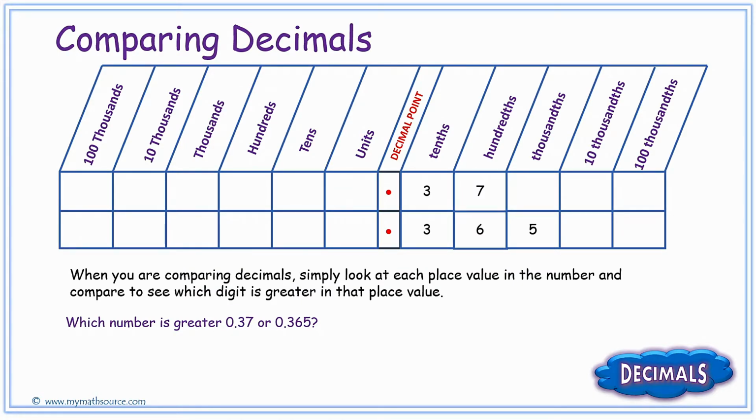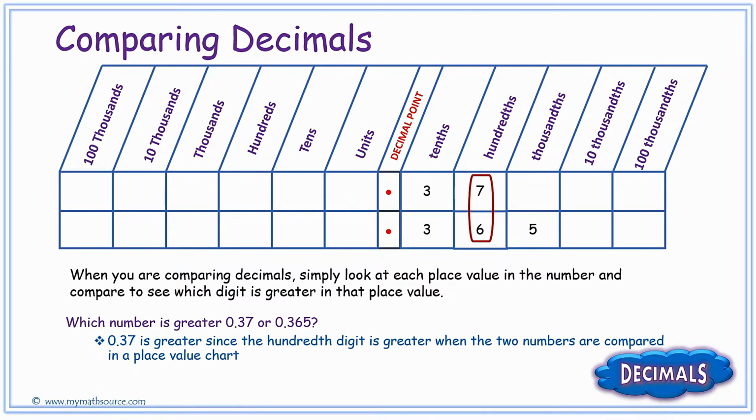If we start with the first digit, or the tenths place, we'll see that the 3's are the same, so then we need to move on to the next place value. If we move to the second place value, or the hundredths place, we will see that the 7 is larger than the 6. And because 7 is larger than the 6 in the hundredths place, it means that 0.37 is the greater number when the two numbers are compared on a place value chart.